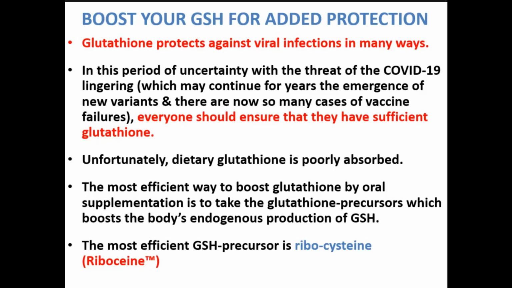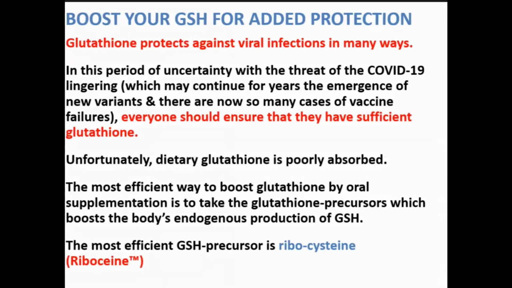Unfortunately, dietary glutathione is poorly absorbed. And the most efficient way to boost our glutathione by oral supplementation is to take glutathione precursors, which boost the body's endogenous production of glutathione. And the most efficient glutathione precursor is ribocysteine, which is trademarked as Ribosyn.